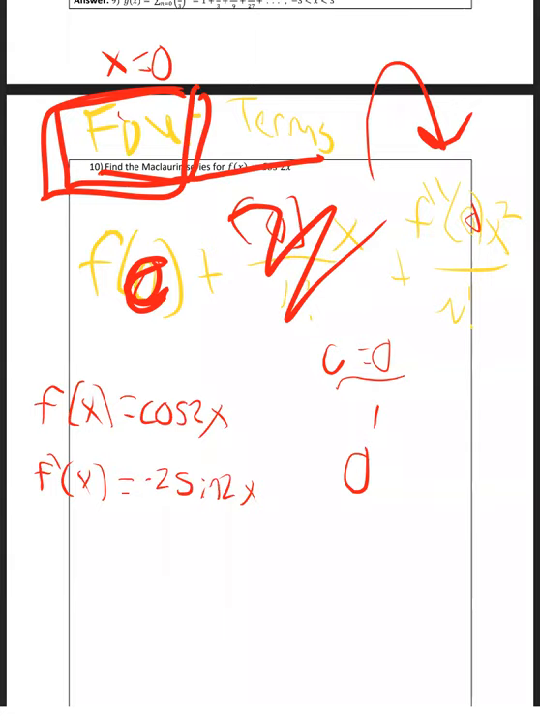So the next term, we're just going to keep taking the derivative. This is negative 4 cosine of 2x. I'm going to just do it a few more times, and I'm going to stop at the 5th.